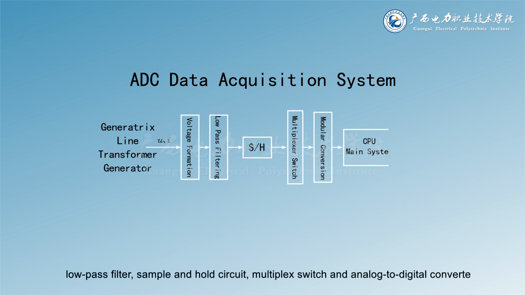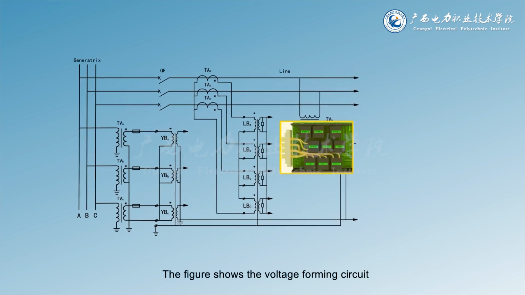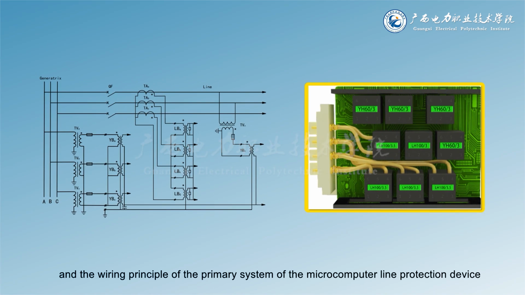analog to digital converter. The main function of the voltage forming circuit is to proportionally transform the voltage of the voltage transformer and the current of the current transformer into a small voltage signal, suitable for the requirements of analog to digital conversion. At the same time, it can also play the role of isolation and shielding, and improve the anti-interference ability of the protection device.